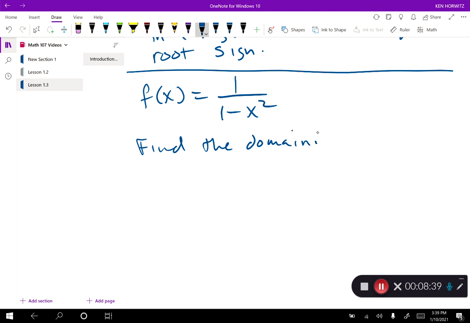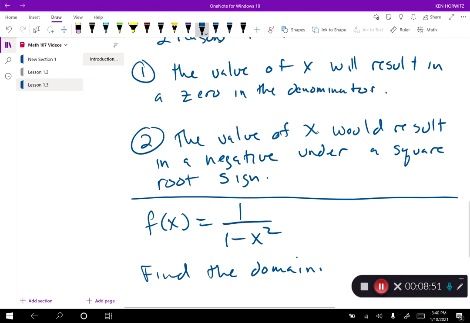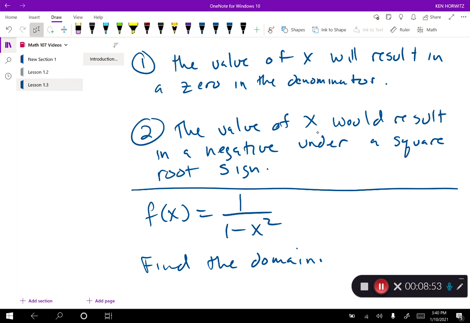Very straightforward question. However, if you can't find the domain, you really can't do anything else with it. So any domain is going to start with all real numbers. But what do we have here? We have a denominator. And what are we not allowed to have? A value of x that will result in a 0 in our denominator.